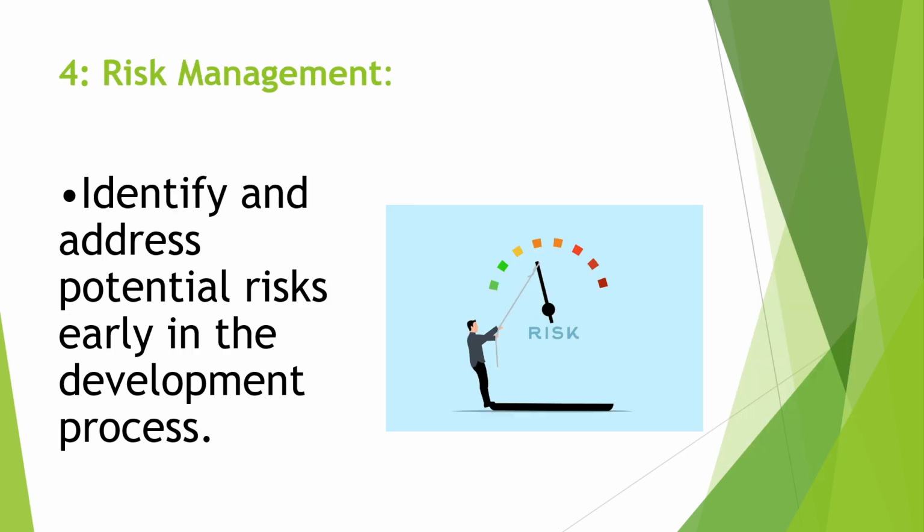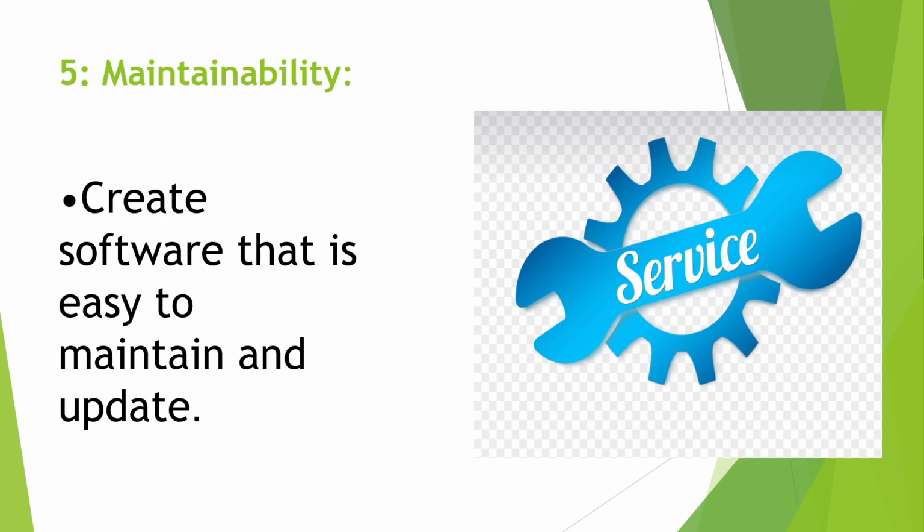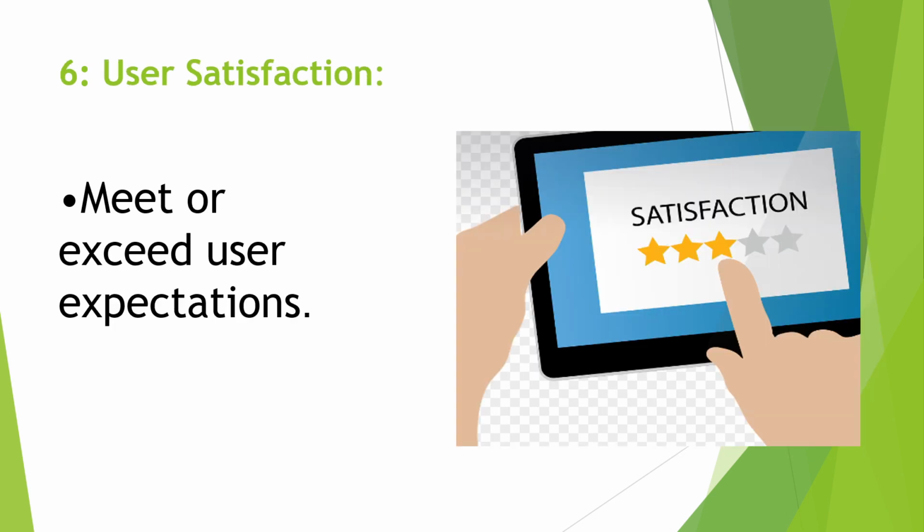Number 4 is risk management. It identifies and addresses potential risks early in the development process. Number 5 is maintainability. It creates software that is easy to maintain and update. Number 6 is user satisfaction. It meets or exceeds user expectations.